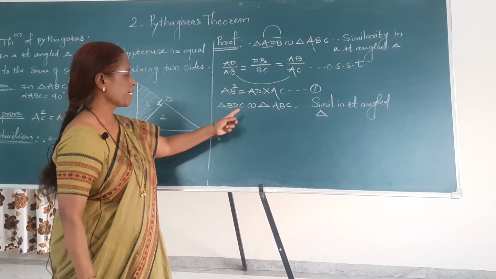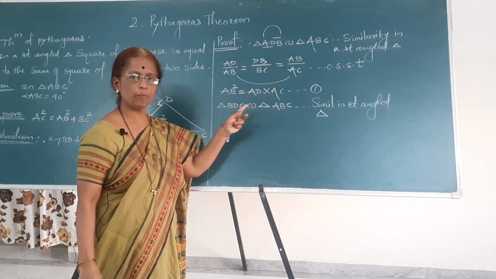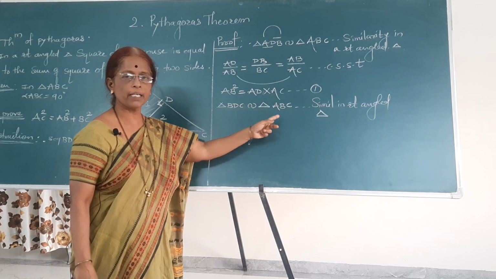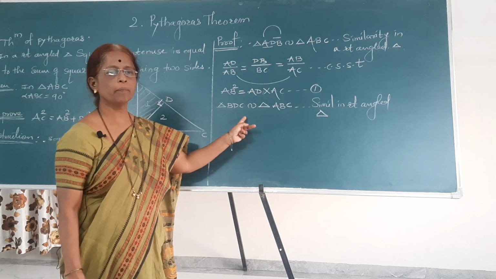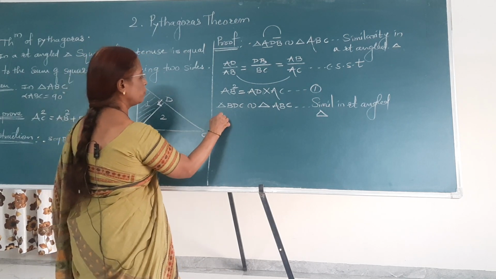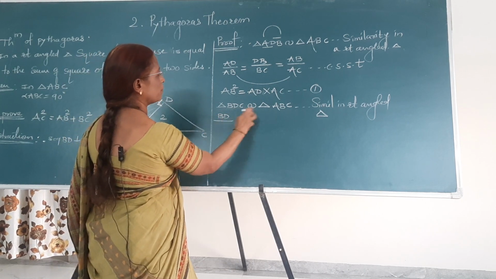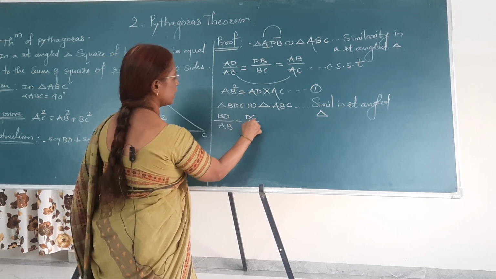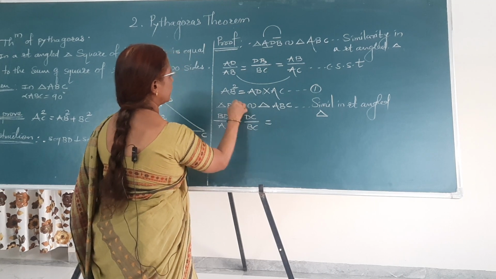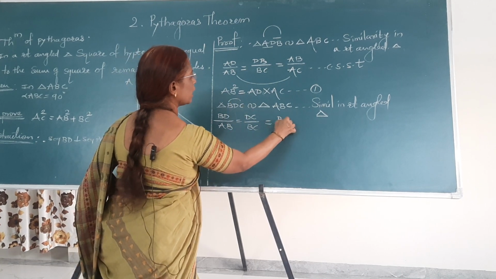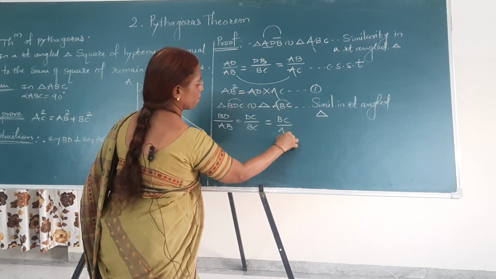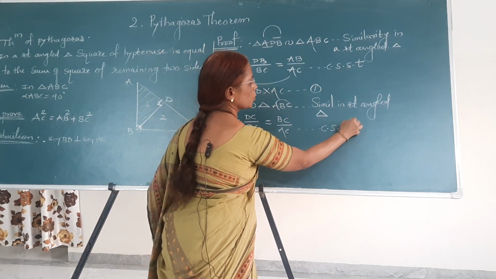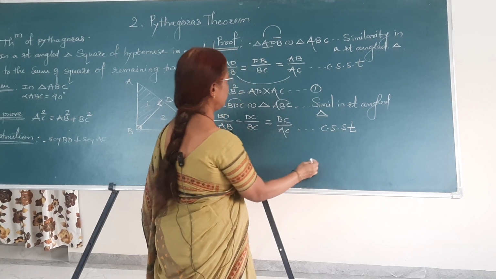Now again, these two triangles are similar to each other, which means the corresponding sides are in proportion. So we have to take sides in the proportion. BD by AB is equal to DC upon BC, and that is equal to BC upon AC. And the support is corresponding sides of similar triangles.